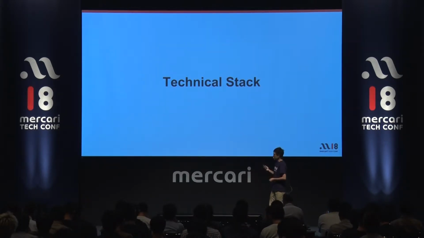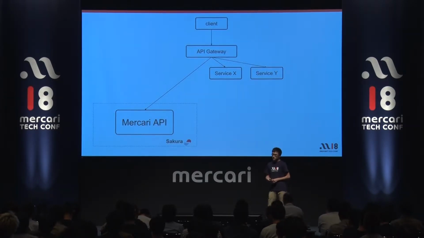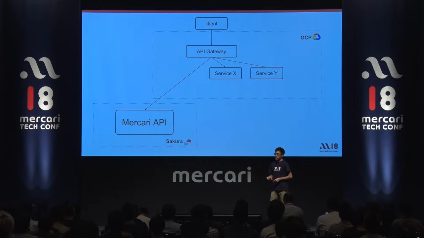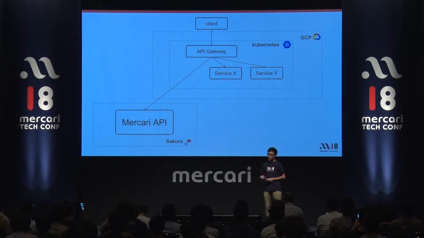But I'd also like to take a deeper look at the actual technologies we use to build these services. The existing API is deployed in a data center called Sakura. If you don't know, it is a traditional data center in Hokkaido providing mainly bare metal as a service. And for the new services, we deploy them to GCP. More specifically, we're trying to use GKE so that we can use Kubernetes features like service discovery, load balancing, auto-scaling, etc.